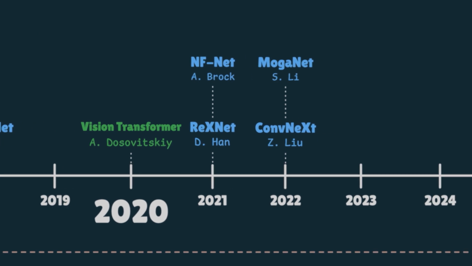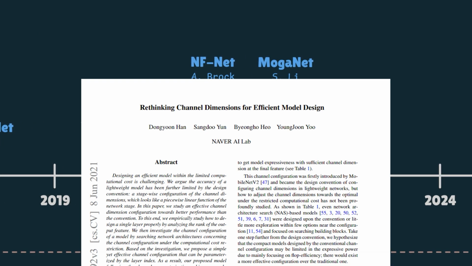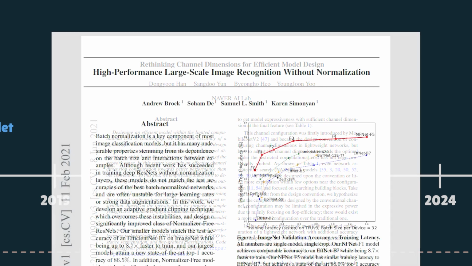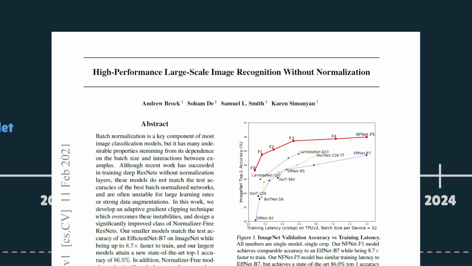To further enhance CNN capabilities, several innovations have emerged. First, we have RexNet, which introduces a new efficient building block design that enhances representational power while reducing computational costs. Then we have the NFNets, which eliminates the need for normalization layers, and it used a gradient clipping technique instead to achieve a stable and efficient training.